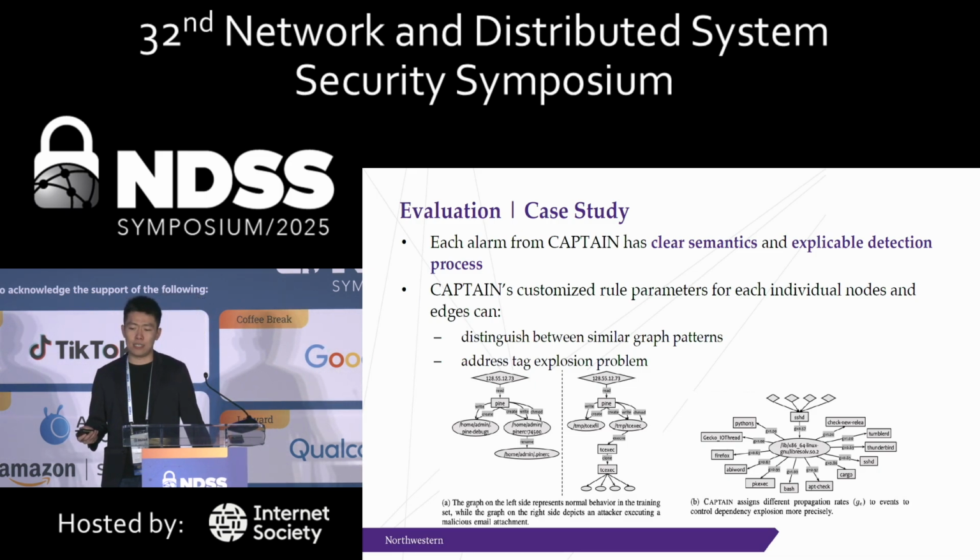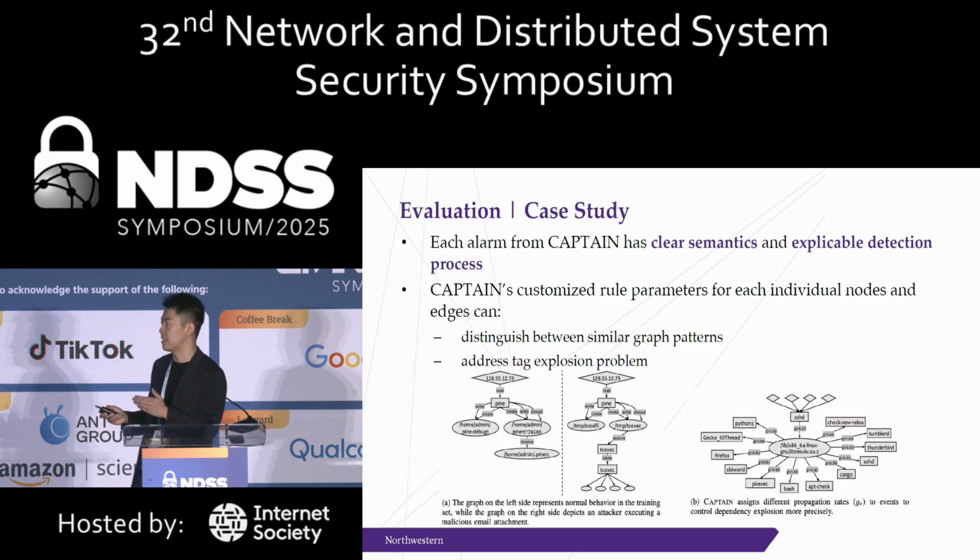As a rule-based detection system, each alarm from our system has clear semantics and an explicable detection process. Because we assign different parameters to each node and edge on the graph, our system can distinguish between very similar graph patterns, and we can also address the tag or dependency explosion issue, which is faced by many provenance-based intrusion detection systems.